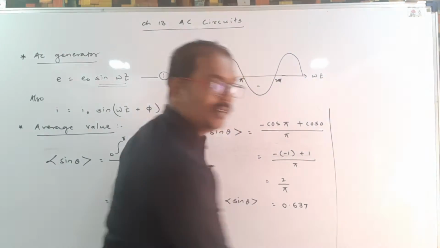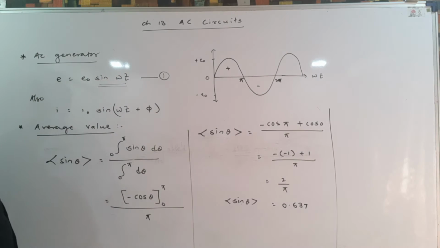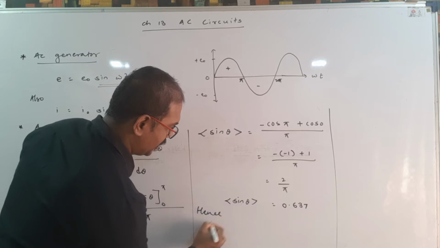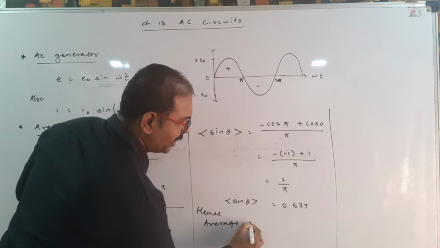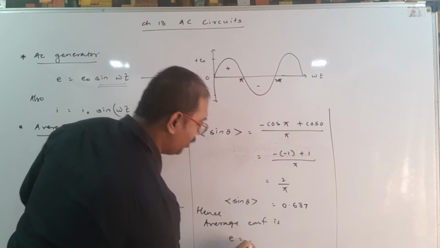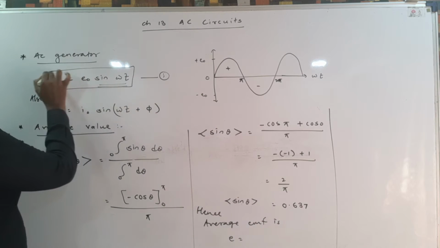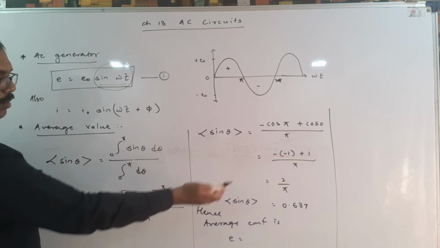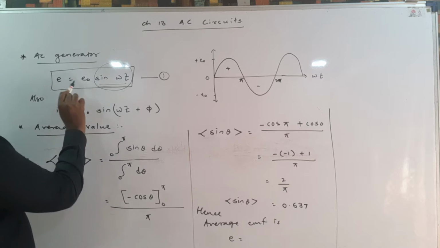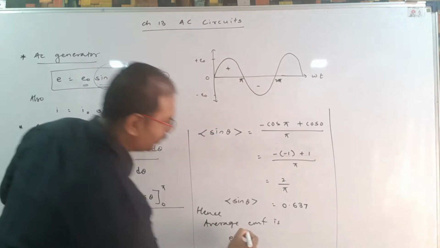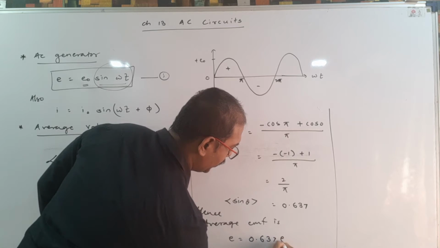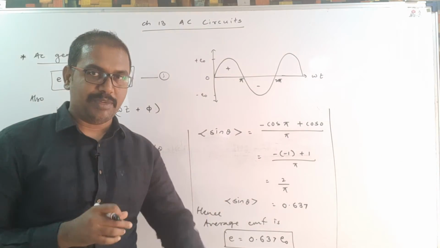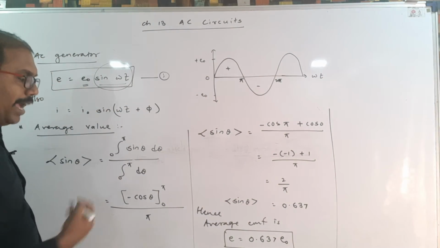Hence, we can write the average value of EMF. Hence, average EMF: EMF is given by this formula. If you want to write the average of this sin ωt or sin θ, it is coming 0.637, and this peak value of EMF is as it is. So 0.637 E0. This is the formula we get for average EMF. This is the average EMF. Okay, also average current.